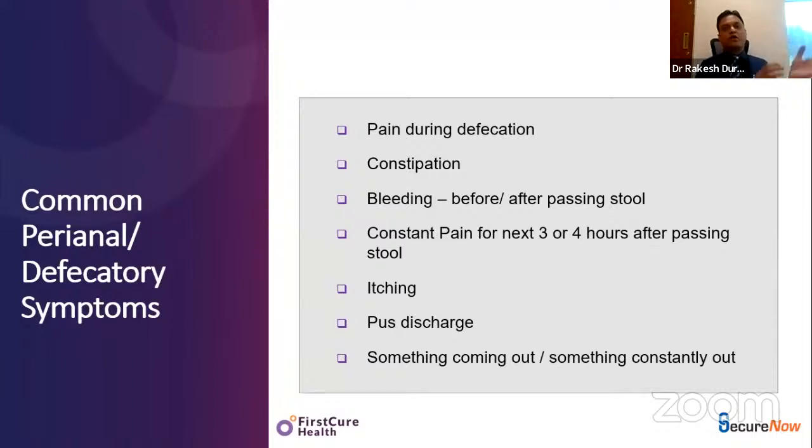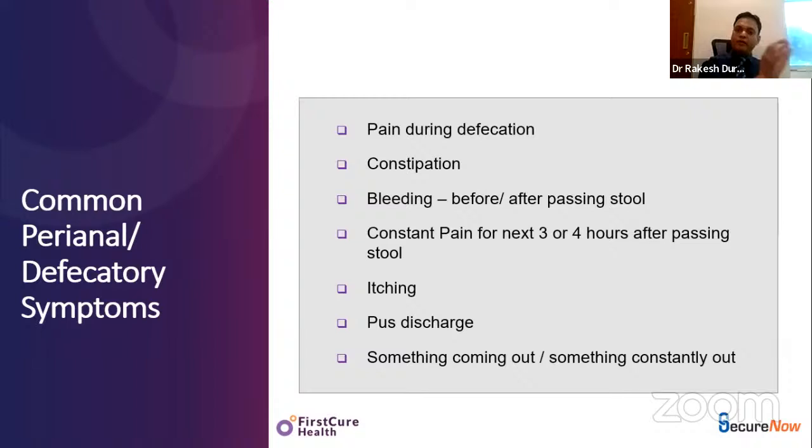So what are the common perianal defecatory symptoms with which the patient will come to you? Mostly, number one is pain during defecation. The most common symptom is the pain, when you start feeling that there is something wrong going on. So number one is the pain.